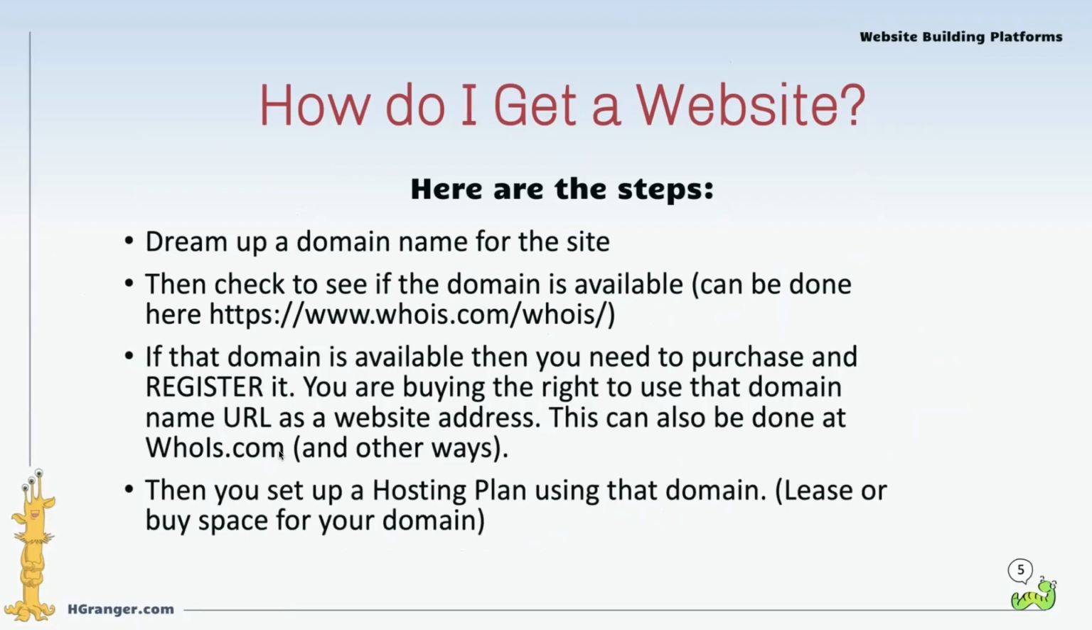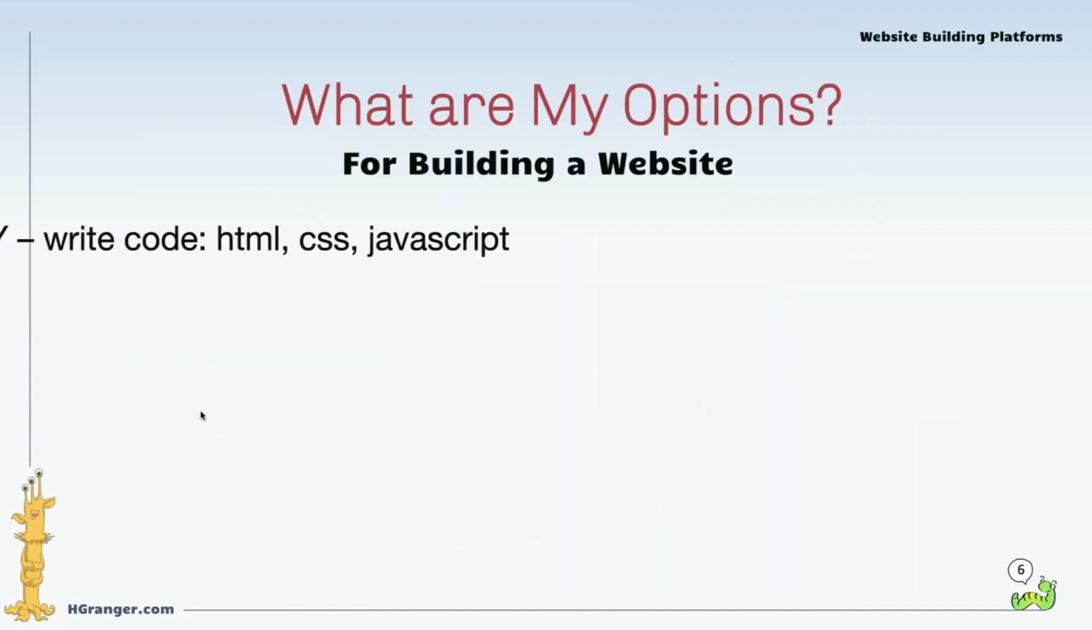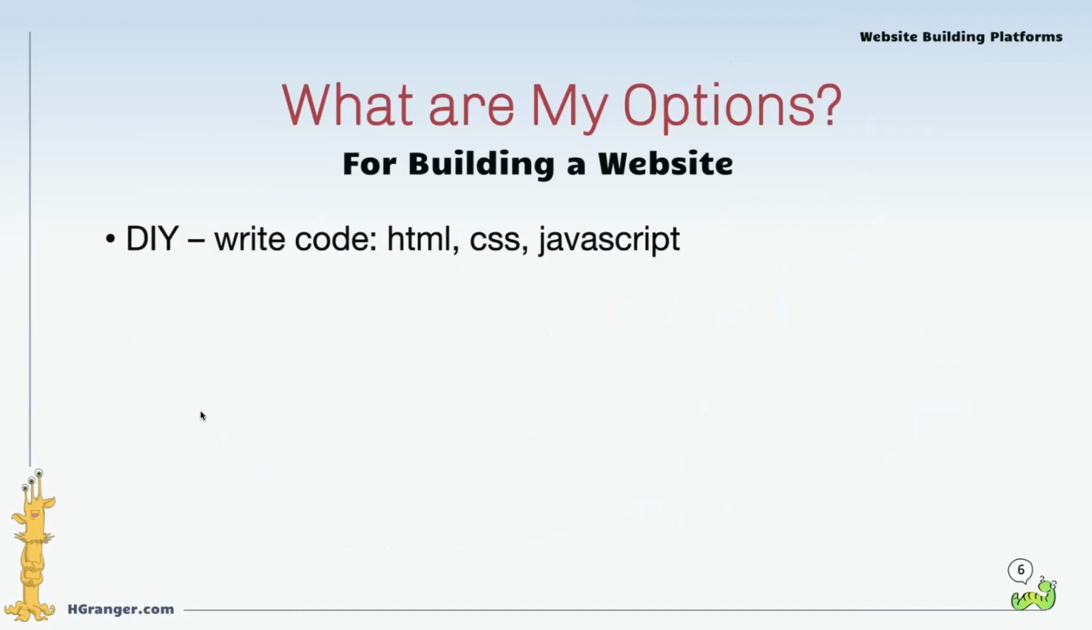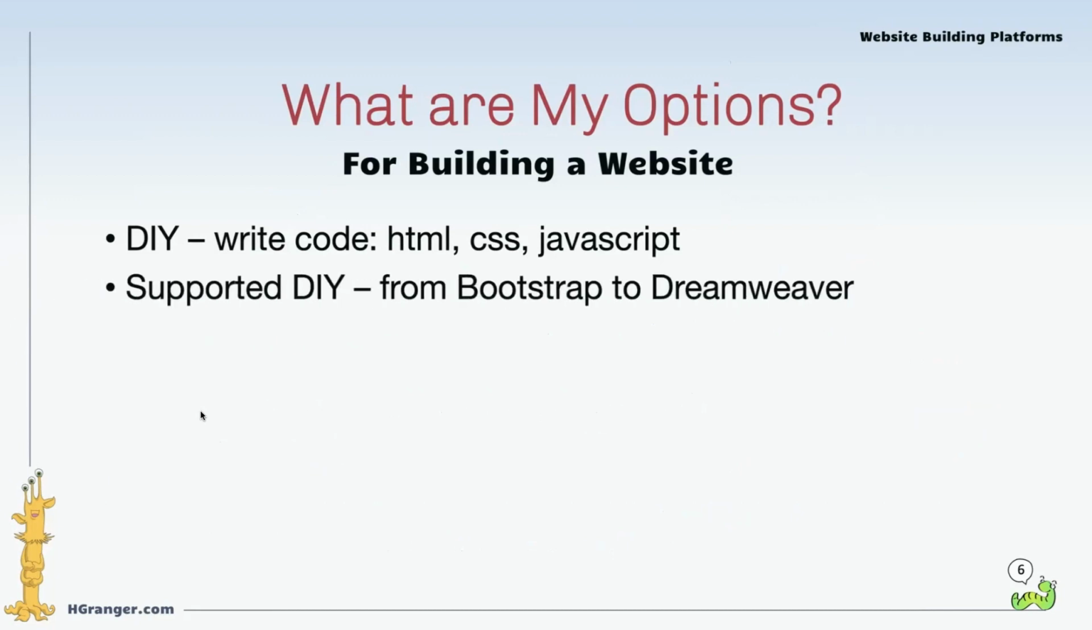What are my options then? Now I know I've got to know how to do all this stuff. Well, that's the basics. Somebody else can do it for you. There are so many ways to get to a website. So you can do it yourself, completely write it in your own code, all that sort of thing. You can use something that's a platform to help you build, from a structure like Bootstrap, which is code, to Dreamweaver, which is a program.